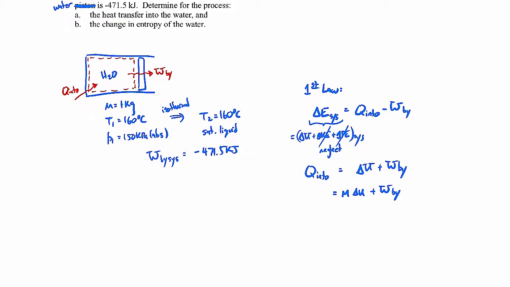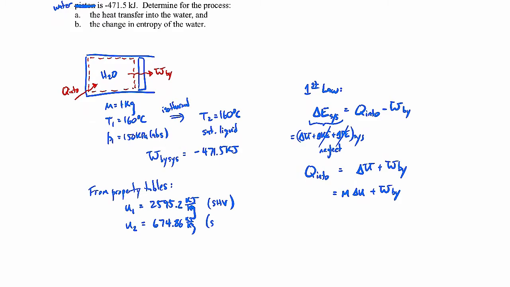I used the property tables out of the back of your textbook, the Moran and Shapiro textbook. So I'll just write here from property tables. We have U1 is equal to 2595.2 kilojoules per kilogram. And again, I used the values out of the back of your textbook. This was a superheated vapor phase for state 1. State 2, we're told, is a saturated liquid at the temperature, so we can look that up pretty easily. And again, out of the back of your book, I get 674.86 kilojoules per kilogram.